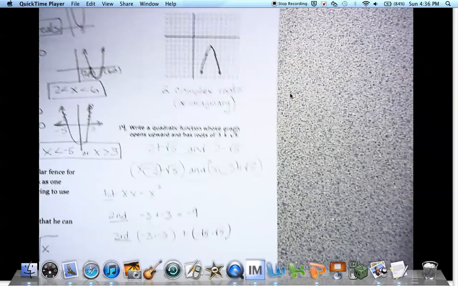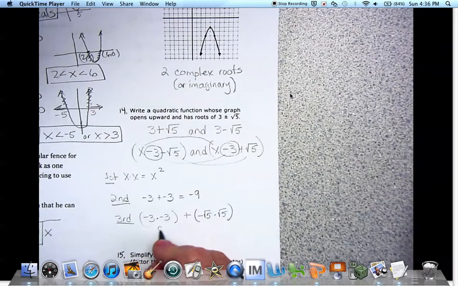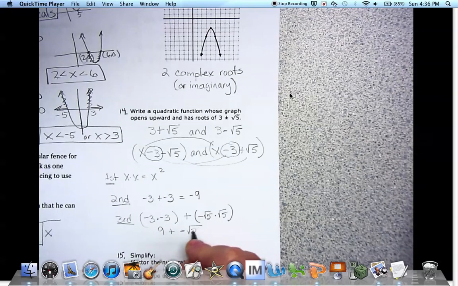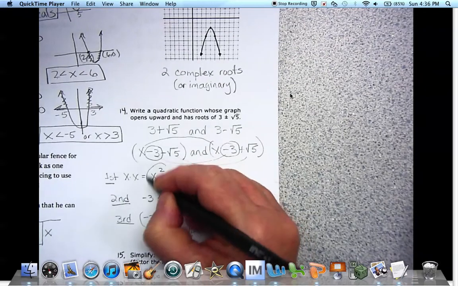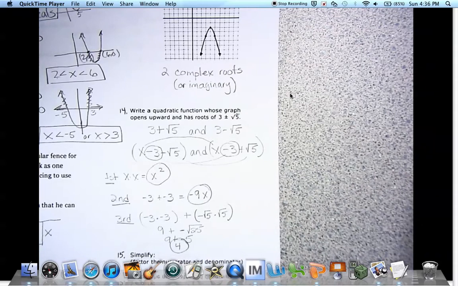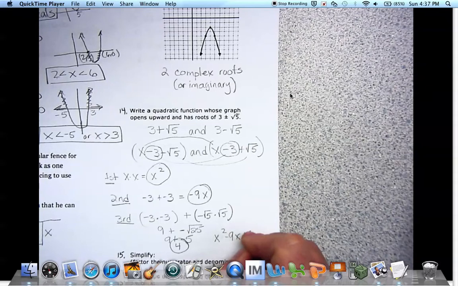Okay, so sorry about that, you can see that. So negative 3 times negative 3 is 9, plus negative square root of 5 times square root of 5 is a negative square root of 25. So this would be 9 plus a negative 5, and 9 plus negative 5 is 4. Okay, so here's the first term. The second term we put in x, and then there's the last term. So we'd have x squared minus 9x plus 4.